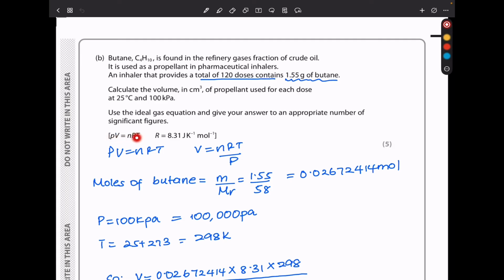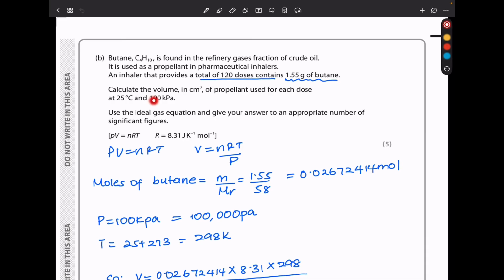Using PV = nRT, and R is given, V is equal to nRT divided by P. Now the moles of butane, which is n, is going to be mass divided by Mr, which is the mass given here, 1.55, divided by the Mr, which is 58. And this is the number of moles I got.